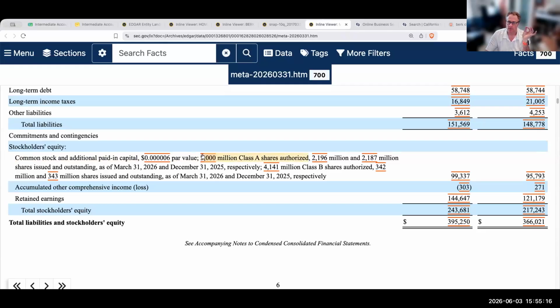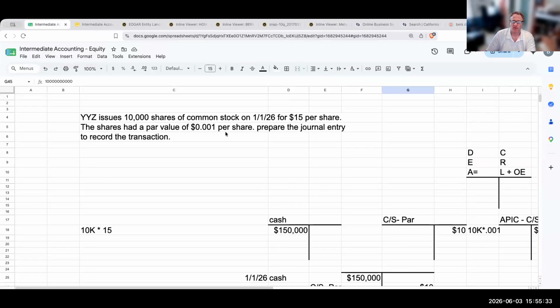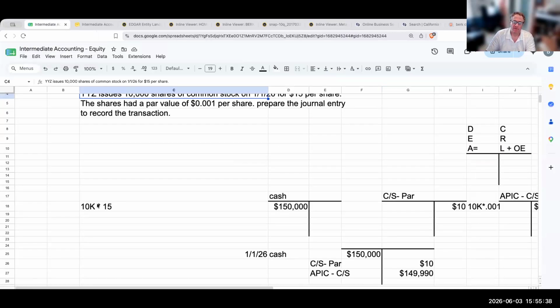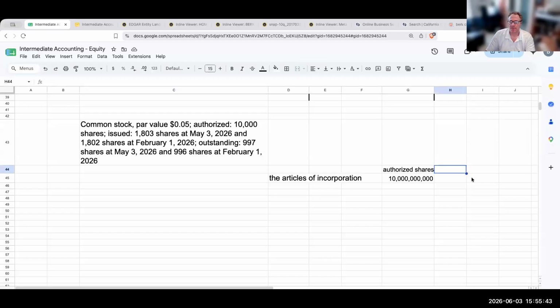It's a disclosure, right? It's not anything but that. And so when I come over here to this part, this is just the number of shares that I authorize. Now, once I start selling shares like what we did up here for YYZ, I've got 10,000 shares outstanding. So for the Home Depot, I'm going to have 10,000 shares issued and outstanding.